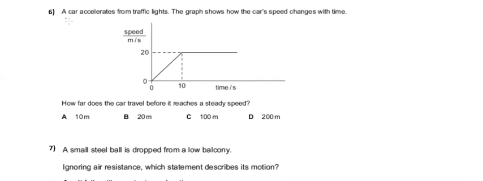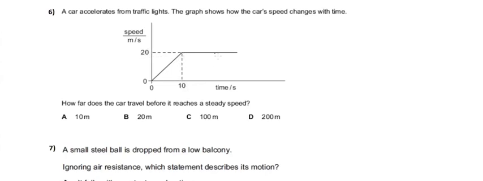Question number 6, you can see the car accelerates from traffic lights. The graph shows how the car speed changes with the time. How far does the car travel before it reaches the steady speed? So you can see this graph is the speed time graph, and at 0 second the speed is 0, and the speed is increasing continuously till it reaches 10 seconds. At the 10 second the speed is nothing but 20 meters per second, and after 10 second it is constant.